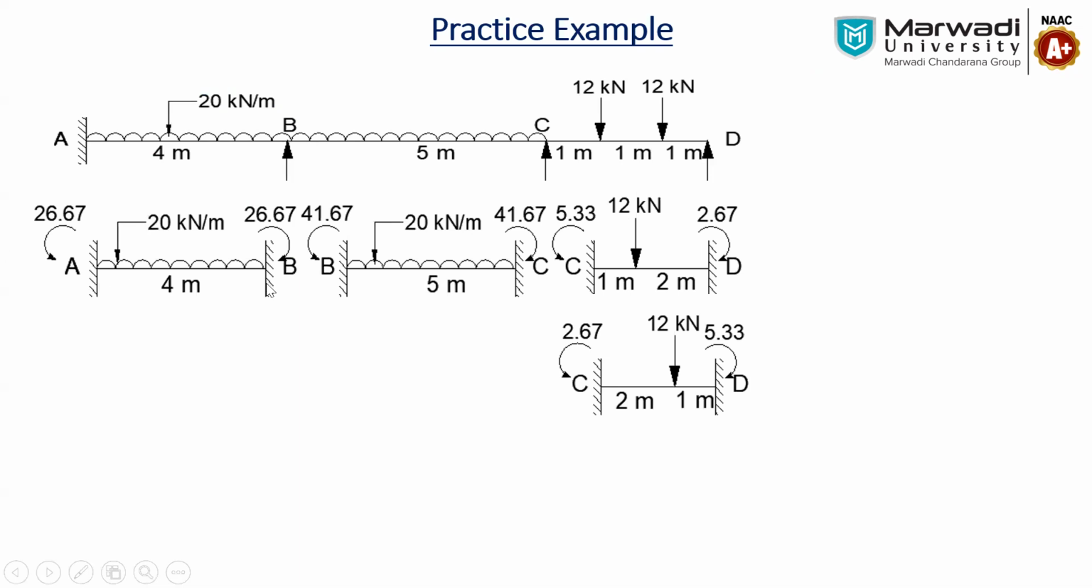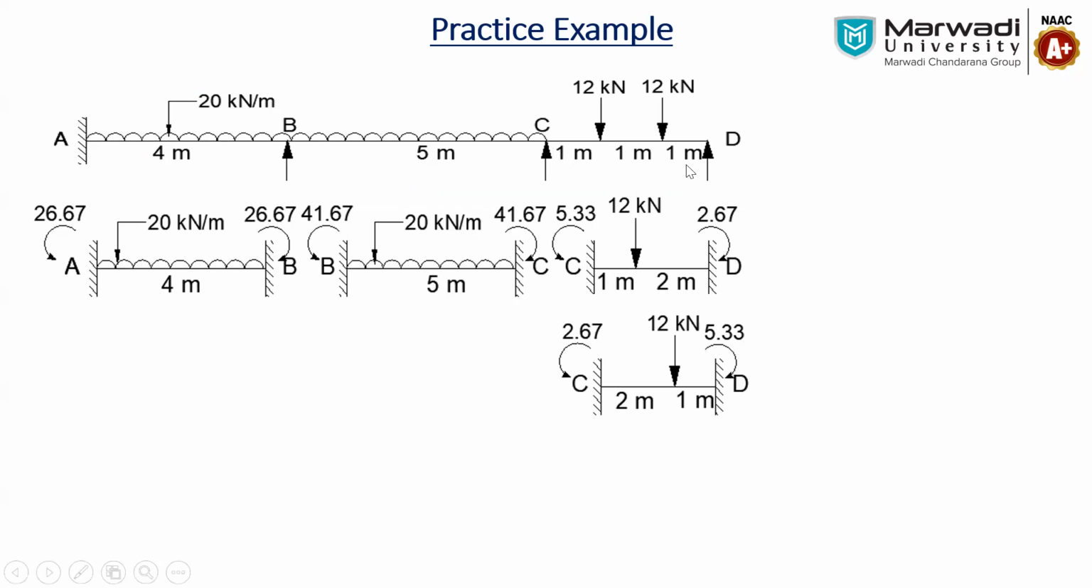For the span AB, the 20 kilonewton per meter load is acting over the 4 meter span. So what is the equation? You know, there is a WL squared by 12. So left hand side is a minus or anti-clockwise, right side plus or clockwise. So it is 26.67. Similarly, span BC, if we see, the same load is applied, so the same equation will be applied, only the length is different. So on the left hand side, minus 41.67, right hand side, plus 41.67.